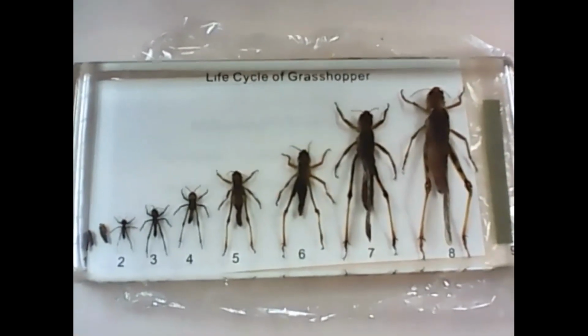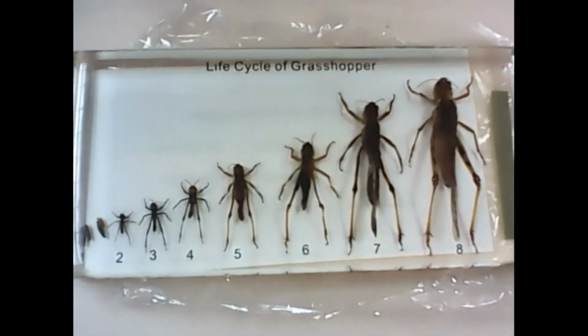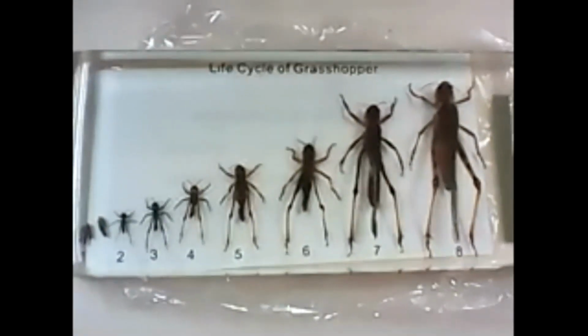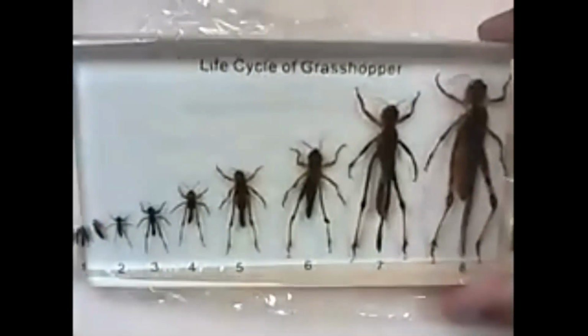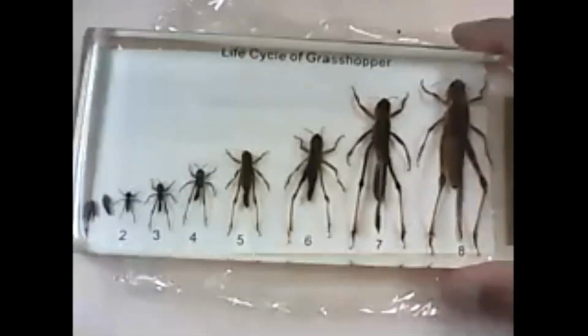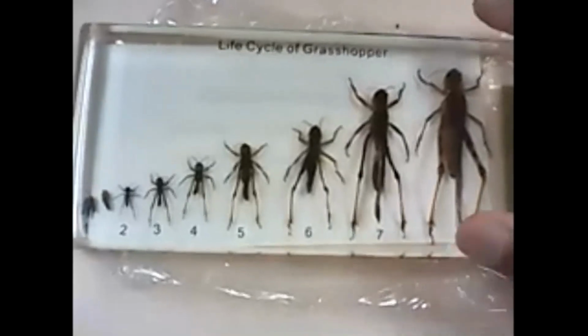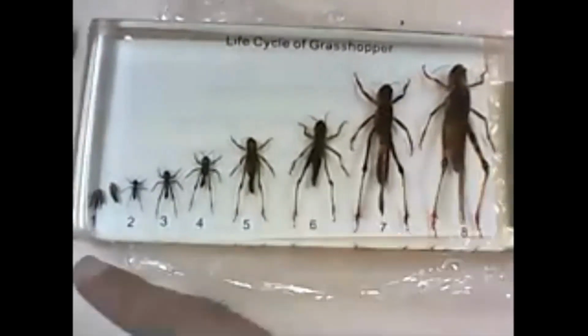Okay, so this is a life cycle of a grasshopper, or rather this is a model showing the different stages in the life cycle of a grasshopper. You may see this around.